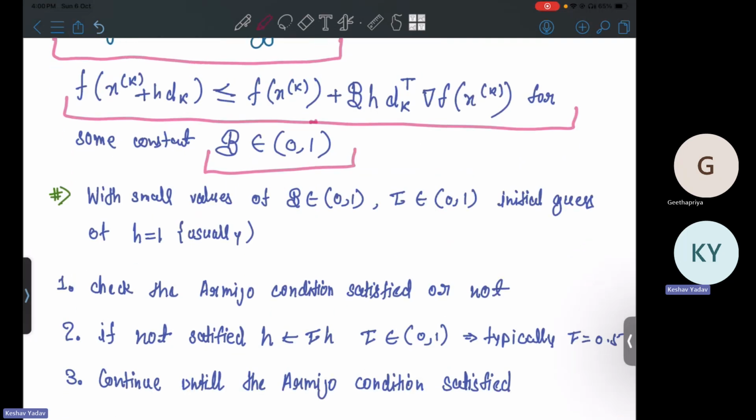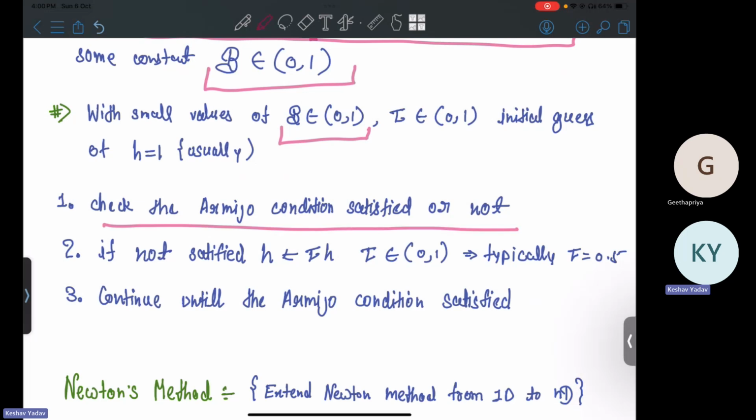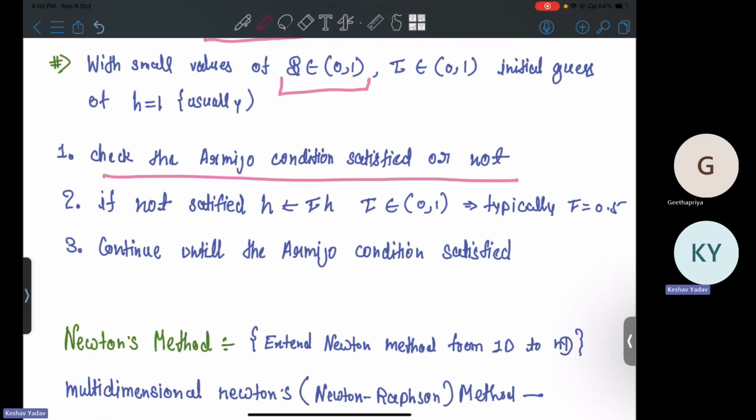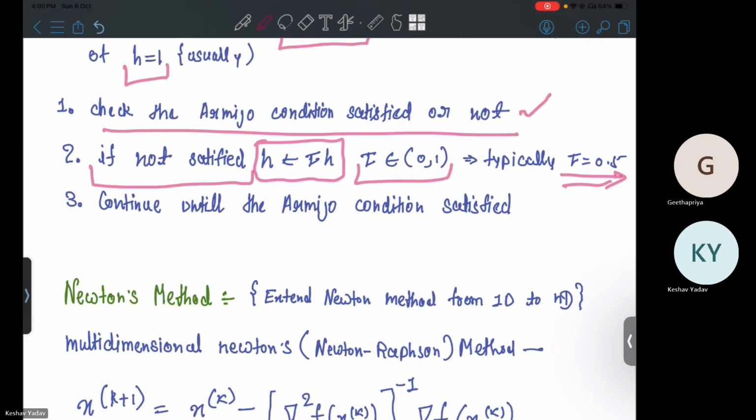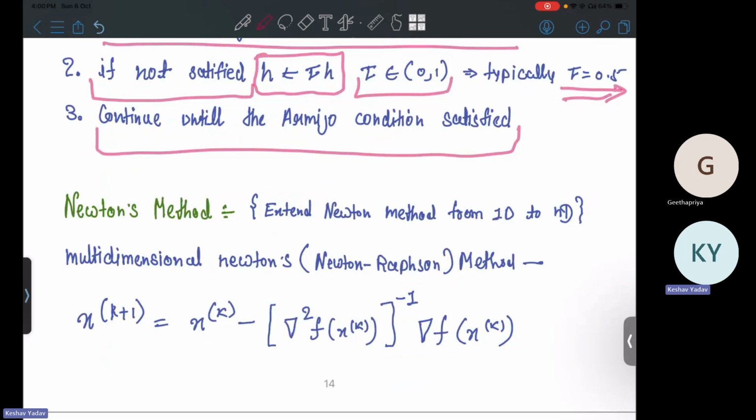So what we'll do, we'll assume some small beta between 0 and 1. We will check whether the Armijo condition, which is this condition, is satisfied or not. I will assume h initially 1. I will check whether this Armijo condition is satisfied or not. If not satisfied, I will replace h with tau times h. This tau belongs to 0 to 1. Okay. Generally, it is taken 0.5, means what? We decrease h by half of its value. And we continue till the Armijo condition is satisfied. Okay. So this is what method? Steepest descent method.